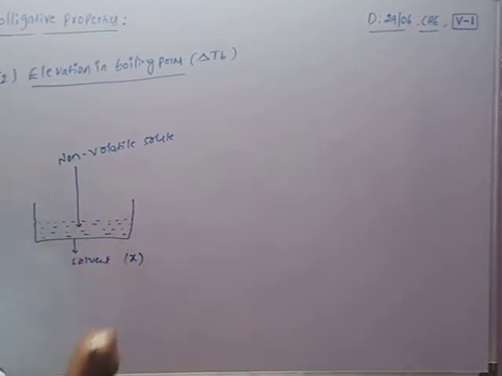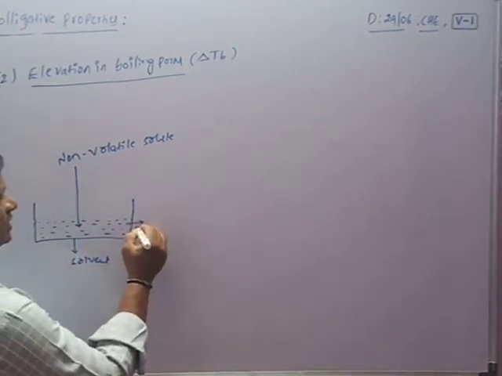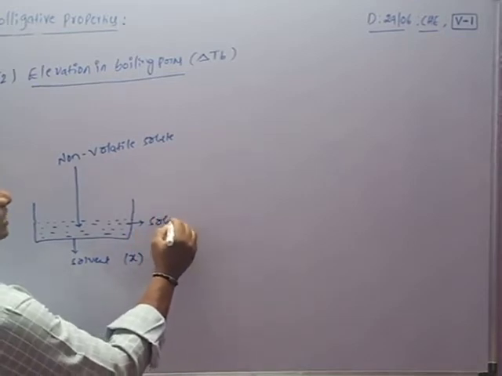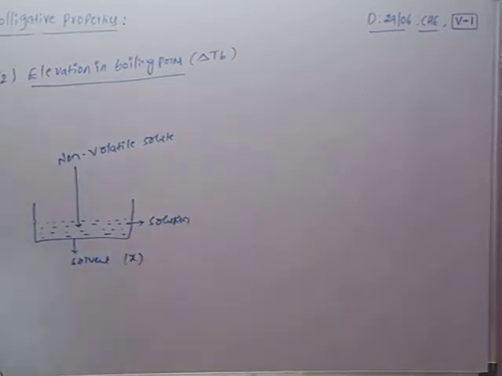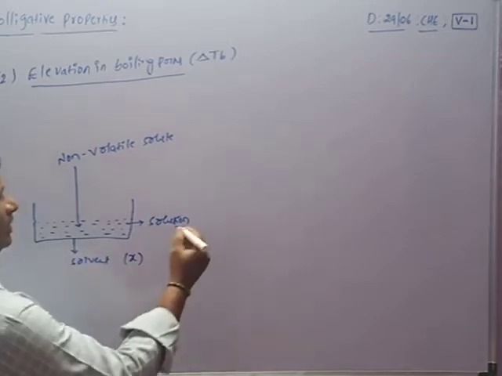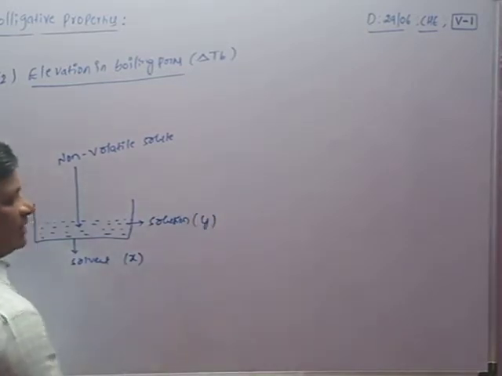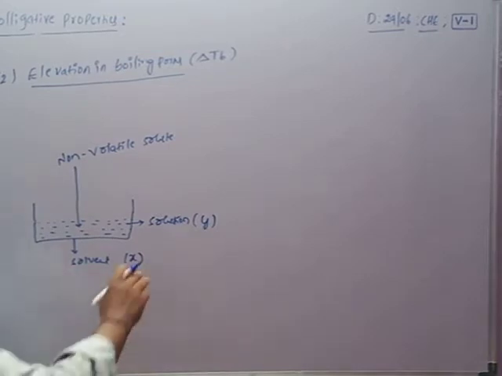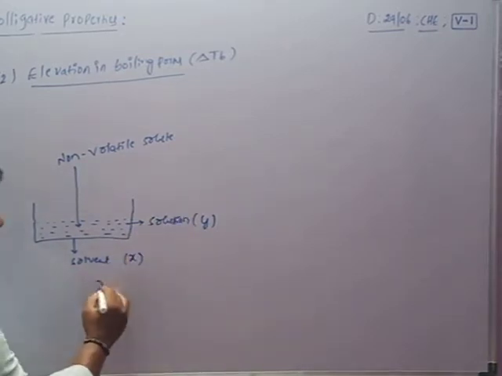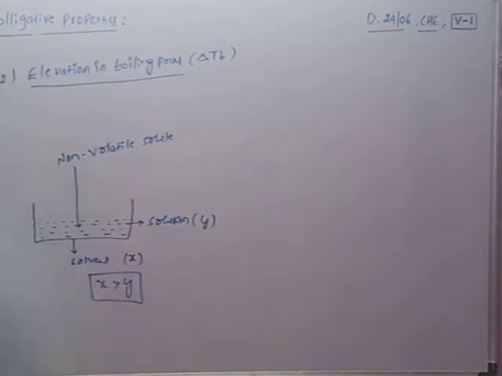Then a solution is obtained. The vapor pressure of the solution is Y. Here X is greater than Y. It means the vapor pressure of the pure solvent is greater than the vapor pressure of the solution. Why does the solution's vapor pressure decrease?